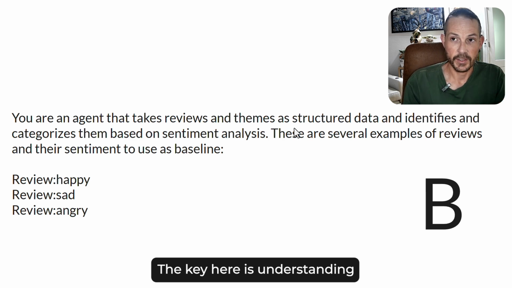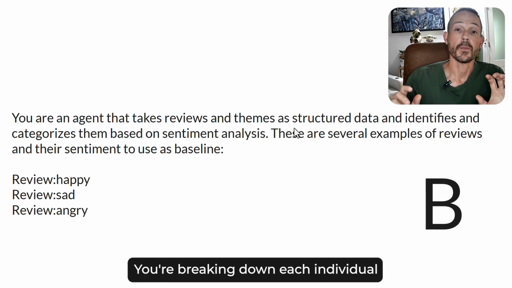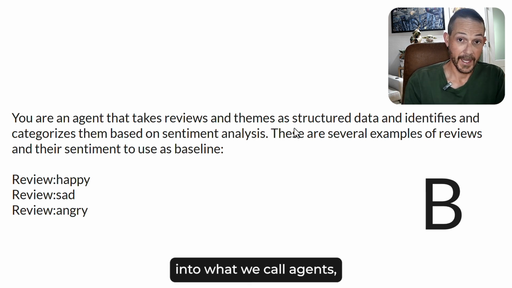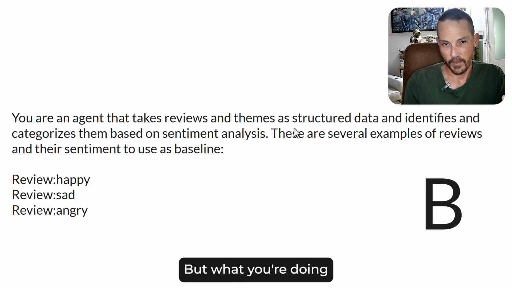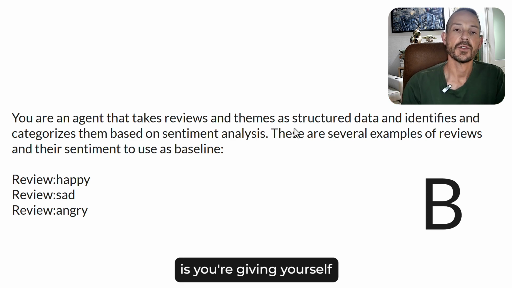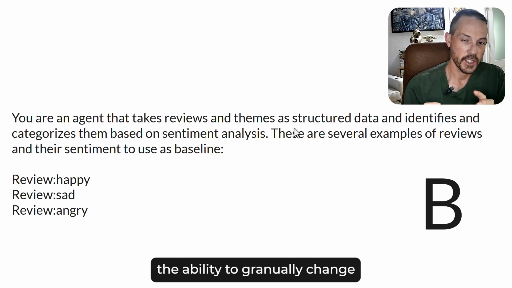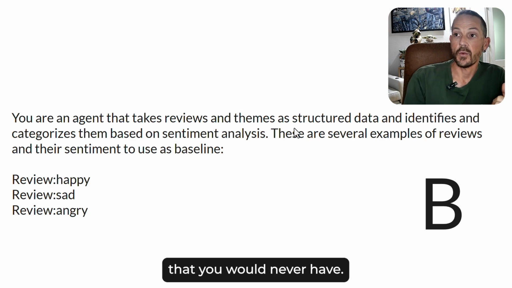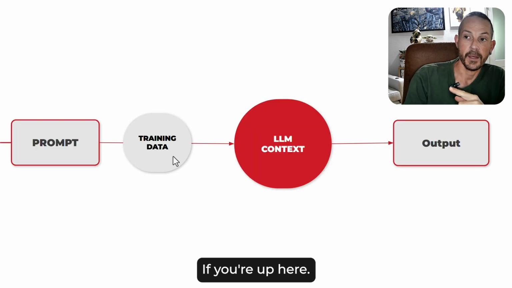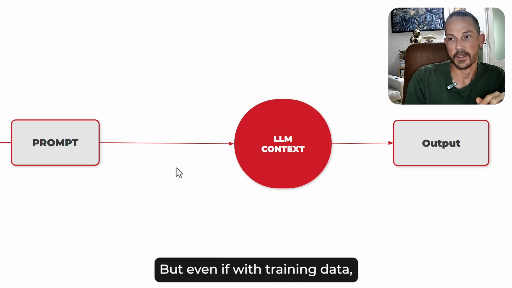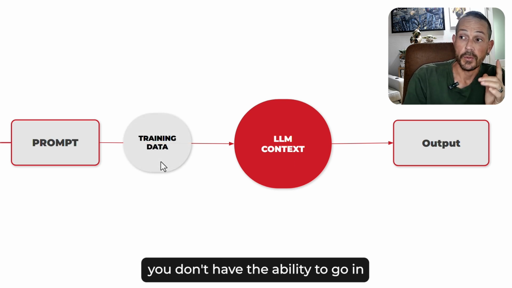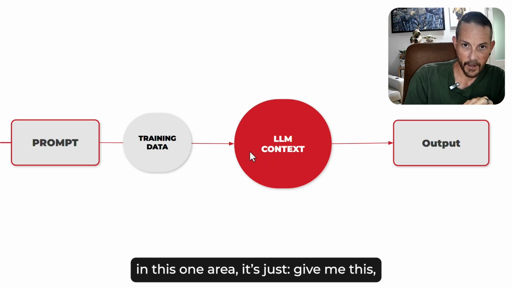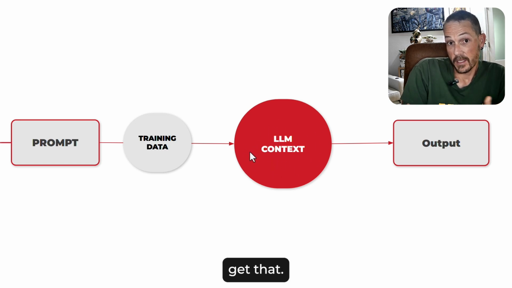The key here is understanding what you're doing. You're breaking down each individual step of what you want to prompt into what we call agents, which is just another chat. But what you're doing is giving yourself the ability to granularly change and pull the levers and push the buttons of the system that you would never have if you were up here. Even with training data, you don't have the ability to go in and change what's happening in this one area. It's just, give me this, get that.